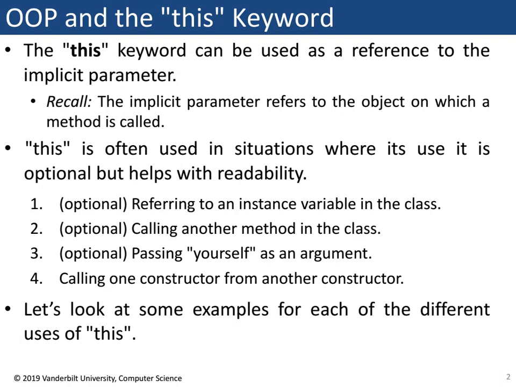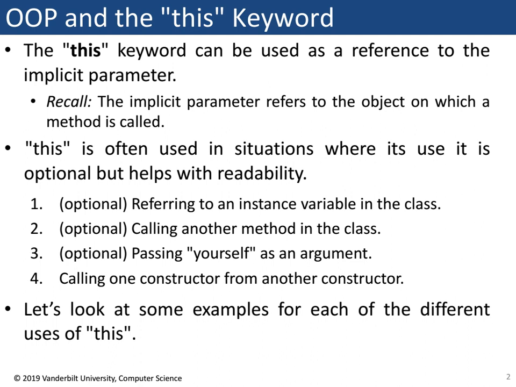First, a little review regarding the this keyword. It can be used as a reference to the implicit parameter, and the implicit parameter is the object on which a method is called. So if we have a student object called S1 and we say S1.getName, we're calling the instance method getName on the implicit parameter S1, which is an instance of the student class.